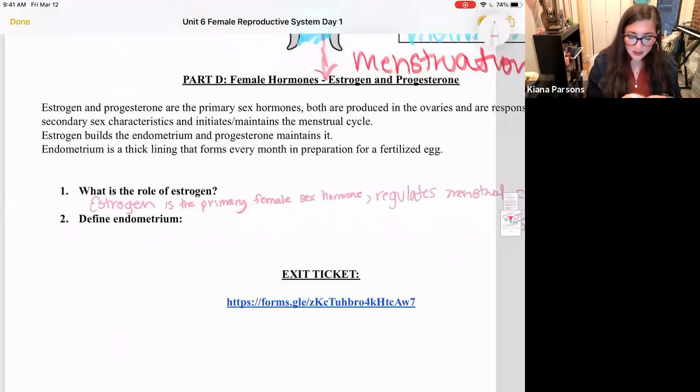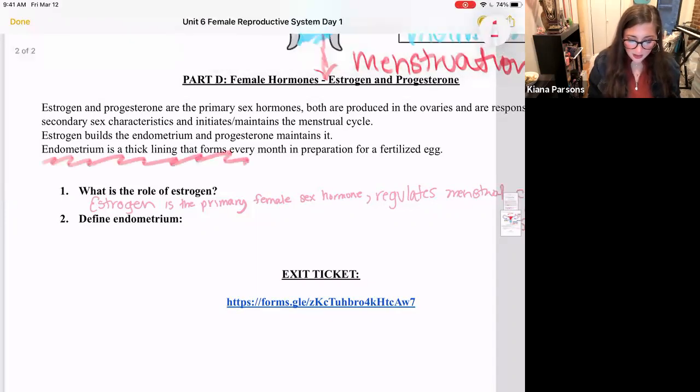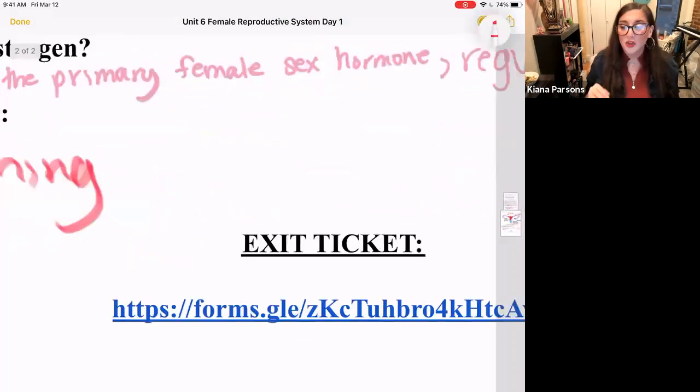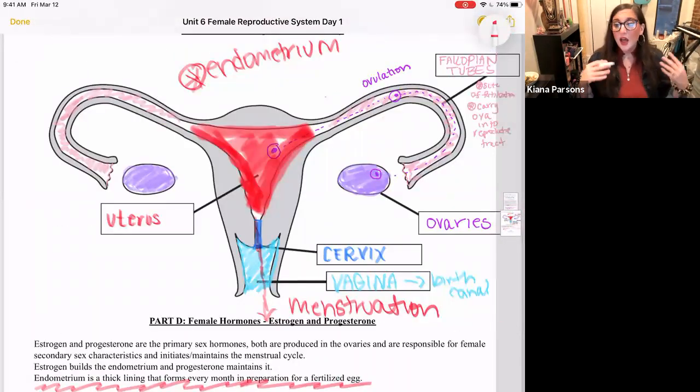So we can see here the endometrium is a thick lining that forms every month in preparation for a fertilized egg. So a thick lining that forms in the uterus. And if you've ever heard of the condition endometriosis, what happens in endometriosis is you have overdevelopment of the endometrium. So the endometrium fills up the entire uterus, which is kind of what it's supposed to do, but not really. It's really supposed to just form on the walls.